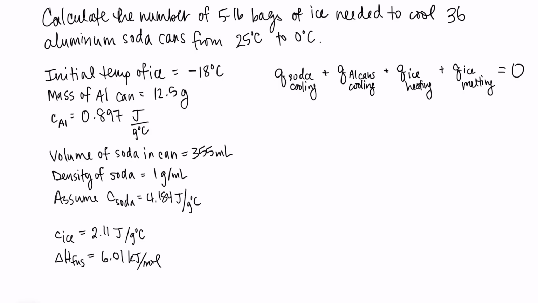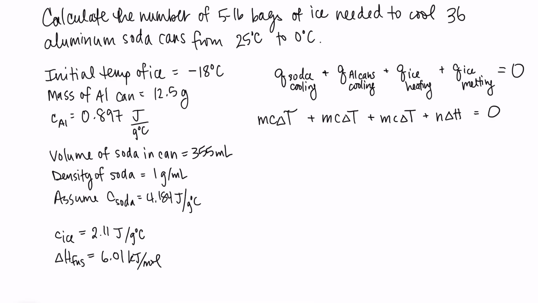Okay, so first looking at our soda, the soda cooling is going to be an MC delta T. We're also going to have an MC delta T for our aluminum and an MC delta T for our ice heating up. The only one that's going to be different is our ice melting because that's a phase change, so it's a change in potential energy. So let's start with our soda cooling down.